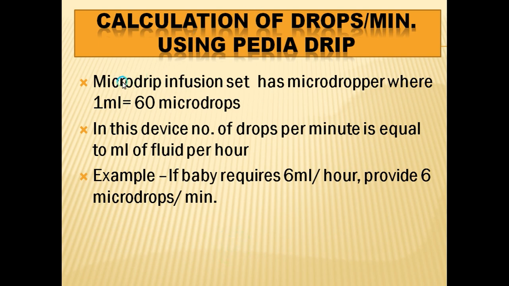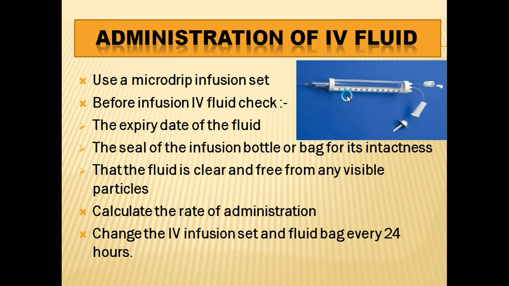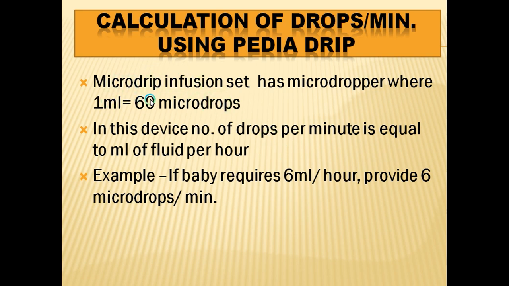Now, how to use this? First, for calculating, one thing to remember is, in micro drip, a micro dropper is there. Micro dropper means, I will show you in the previous slide. So this is the micro dropper, where we count the number of drops. You have a very fine needle inside it, through which the drops come. So the result is 1 ml is 60 micro drops.